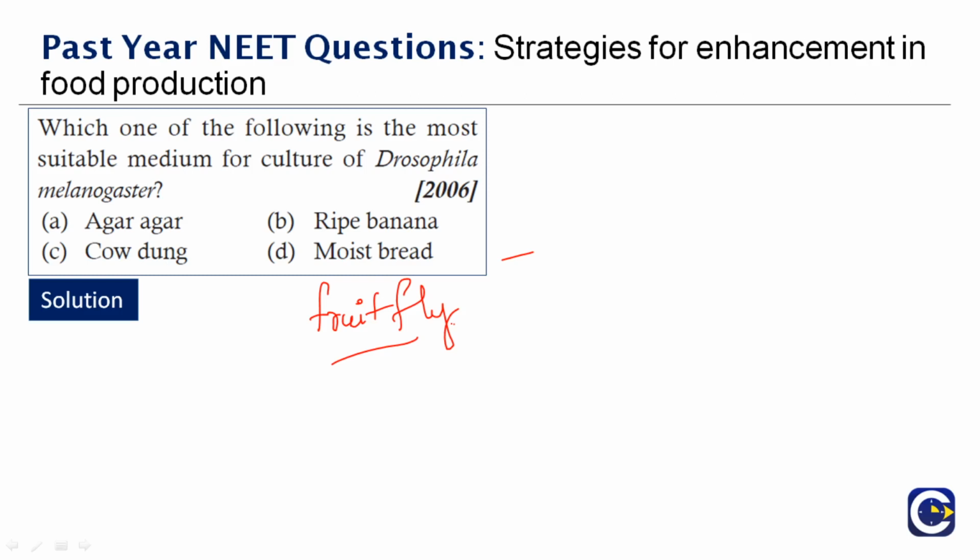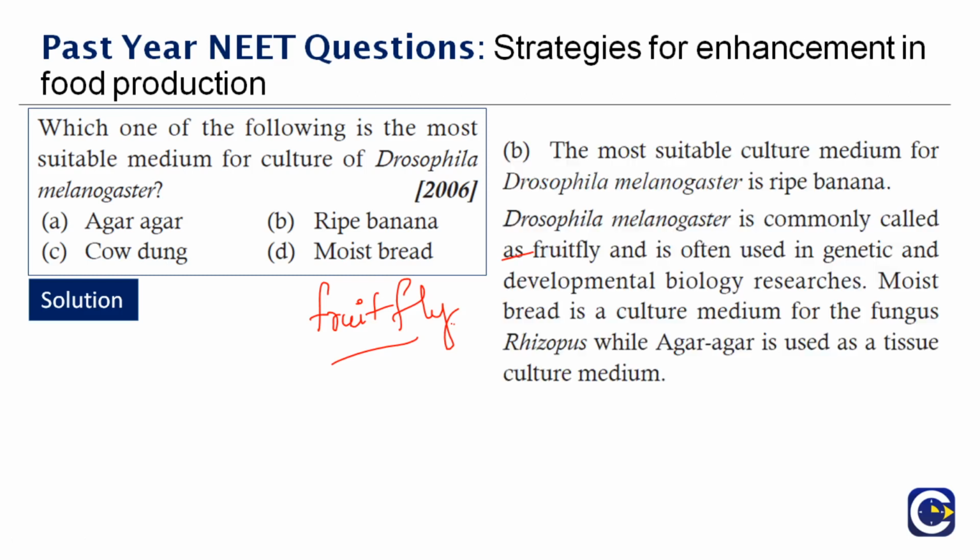melanogaster is ripe banana. It's actually a fruit fly and often used in genetic and developmental biological research. Moist bread is a culture medium for the fungus Rhizopus, agar-agar is used for culturing, and you have cow dung, which is for methanogens. Therefore, the right answer to this question is option B.